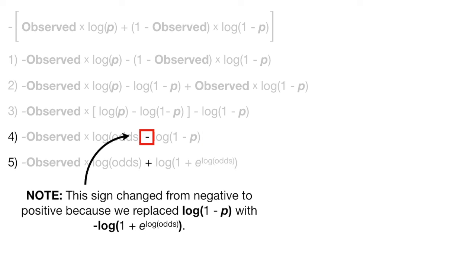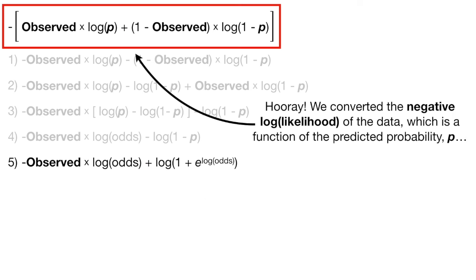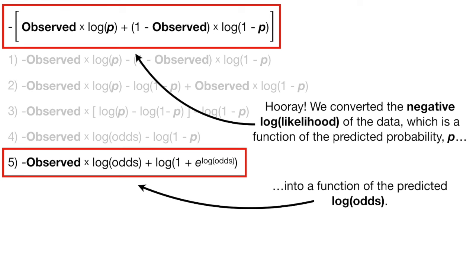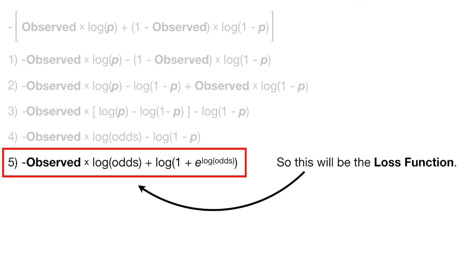Note, this sign changed from negative to positive because we replaced the log of 1 minus p with the negative log of 1 plus e to the log odds. Hooray! We converted the negative log likelihood of the data, which is a function of the predicted probability, p, into a function of the predicted log odds. Bam! So this will be the loss function. Now we just need to show that it is differentiable.